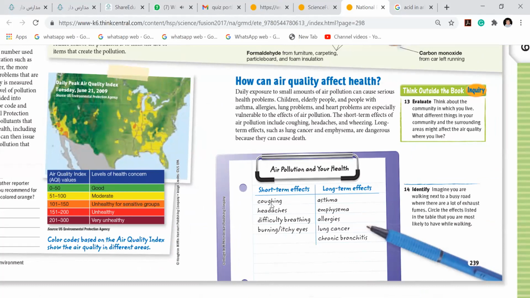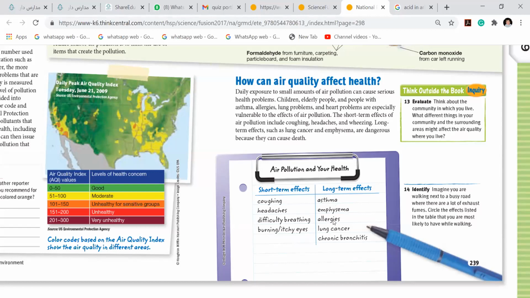See, short-term effects, we have coughing and then we take medicines and we are okay. Headache is also one of the causes. Difficult breathing, burning, itchy eyes. You know, sometimes some girls itch their eyes when they go to malls, because some are very sensitive. And long-term effects, which are really very harmful.